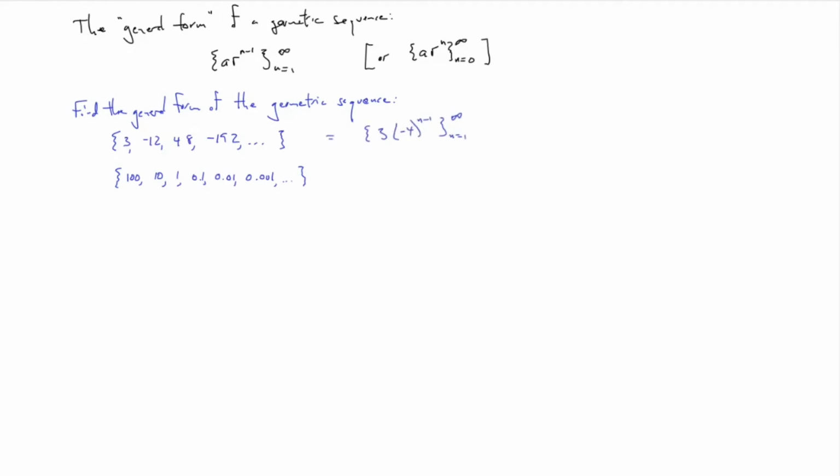For the first one, you should have gotten 3 times negative 4 to the n minus 1 as n goes from 1 to infinity, or if you prefer, 3 times negative 4 to the n as n goes from 0 to infinity. It's the same thing, but the first term is 3, and the ratio r is negative 4. Any term divided by the term before it is always negative 4. Similarly, this second sequence is 100 times 1/10 to the n minus 1 as n goes from 1 to infinity. Take any term, divide it by the term before it, and you clearly get 1/10.